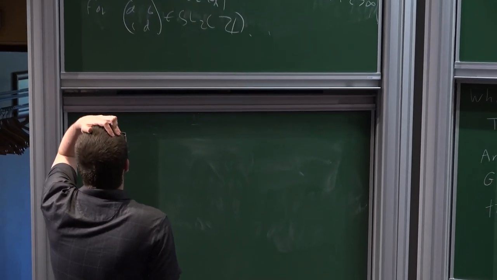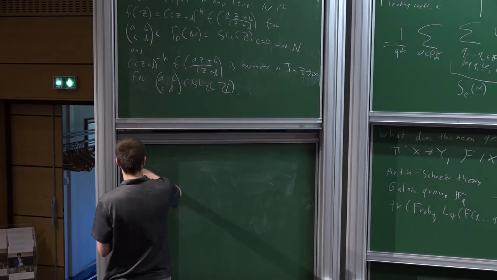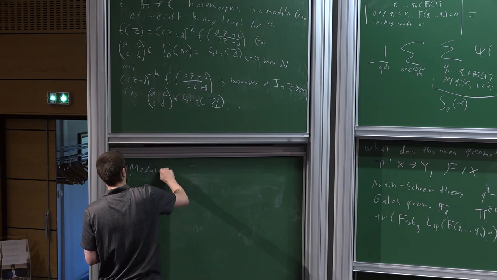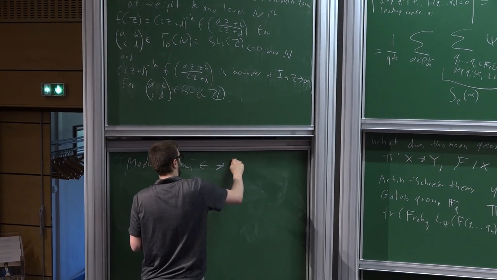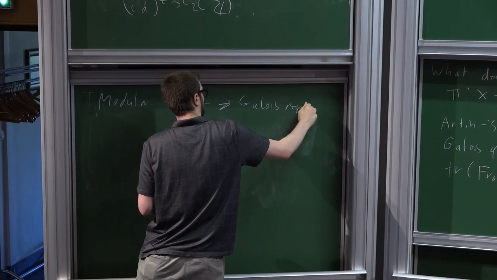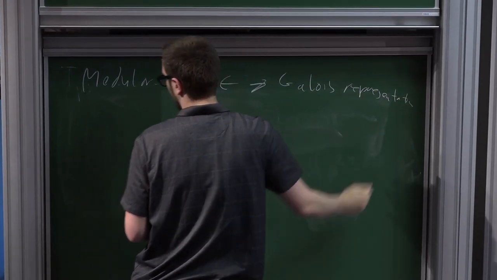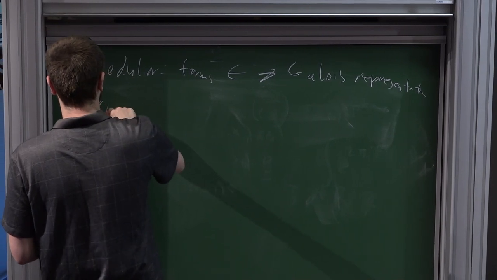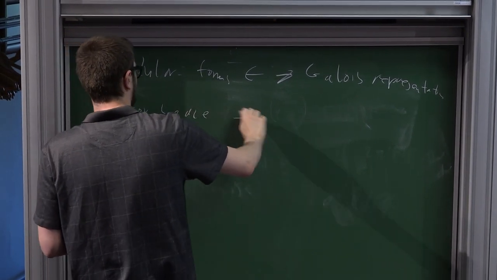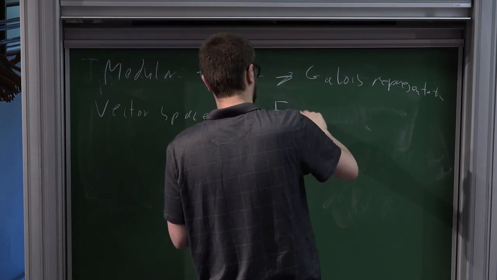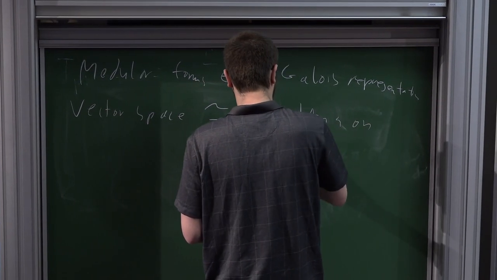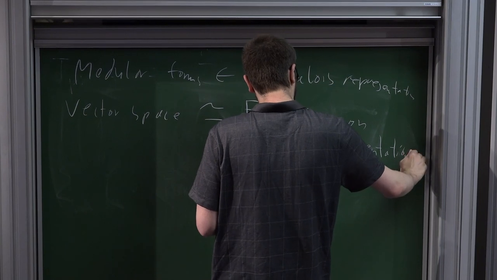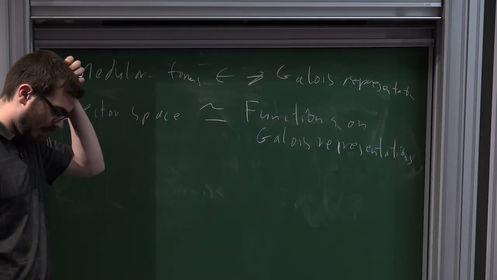So the most important one is that there should be some relationship between modular forms and Galois representations. The way I've written that, we have some vector space of modular forms that should have some isomorphism to a vector space of functions on certain Galois representations. An isomorphism satisfying some expected properties.